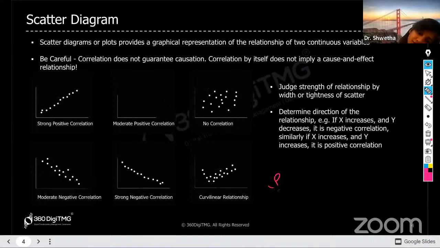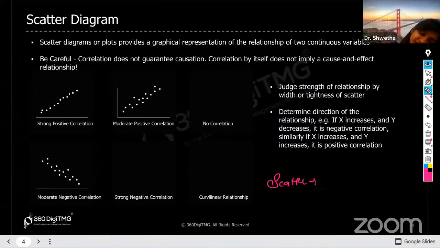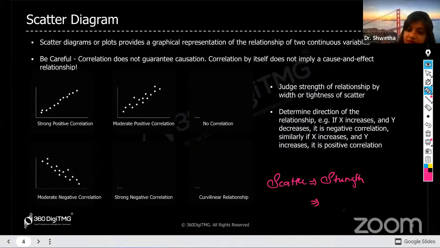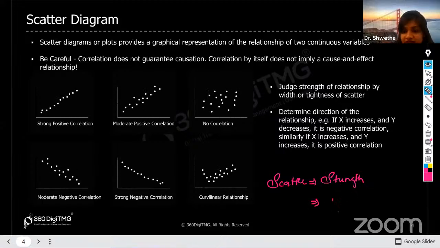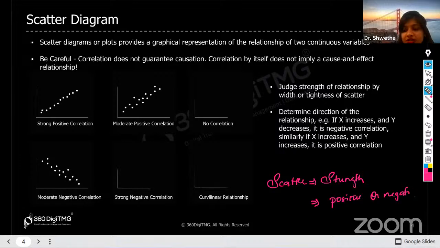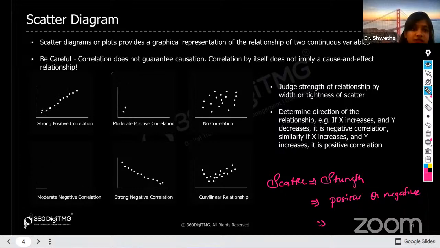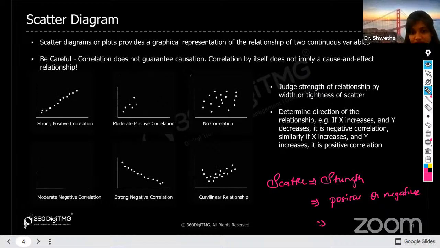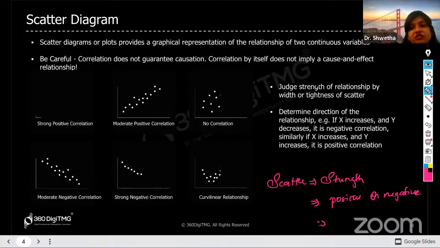Now, with the help of a scatter plot, the first thing we are seeing is the strength of the relationship, like if it is positively correlated, negatively correlated, strong positive or strong negative. Okay, then one thing about this is that correlation does not guarantee causation. Correlation by itself does not imply a cause and effect relationship.